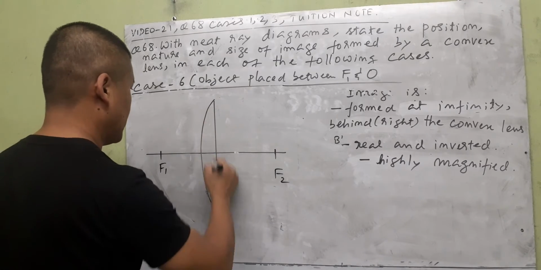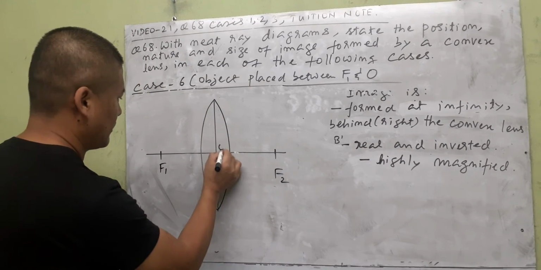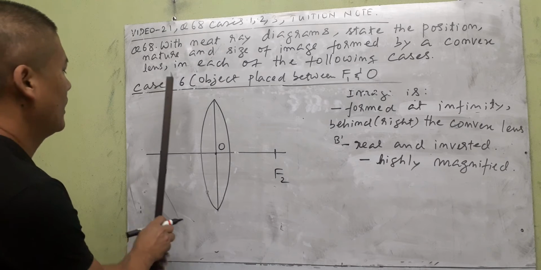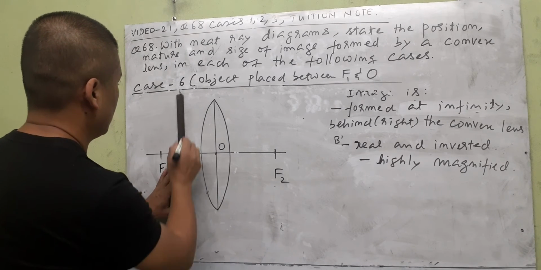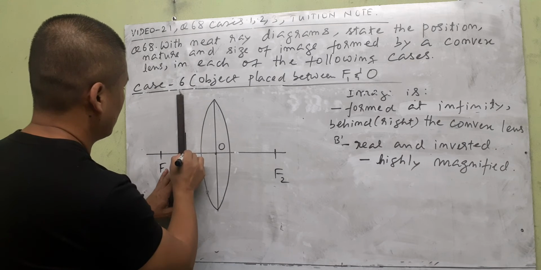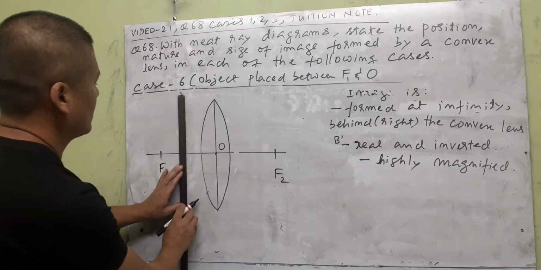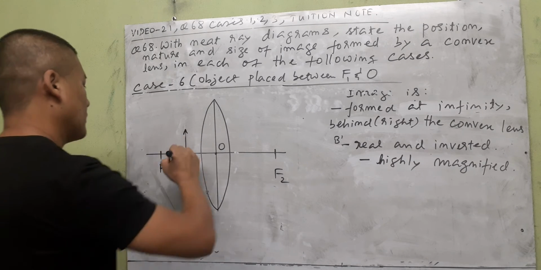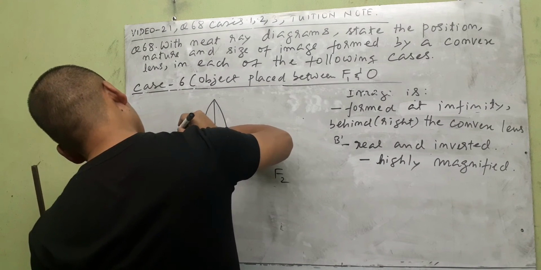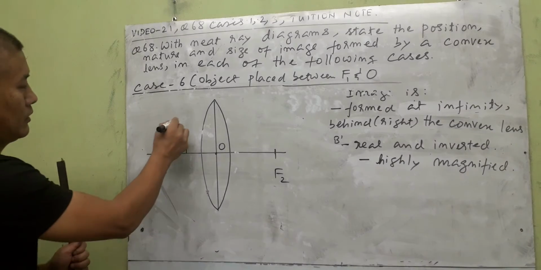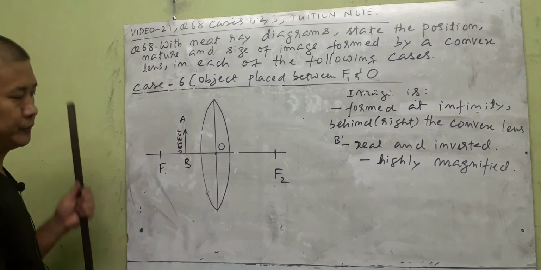Draw your convex lens, complete it, mark your optical center. And properly between F1 and O, you place an object. Don't place it too big, medium size or small rather. So this is a rather small object. Top is A, bottom is B, let us say.